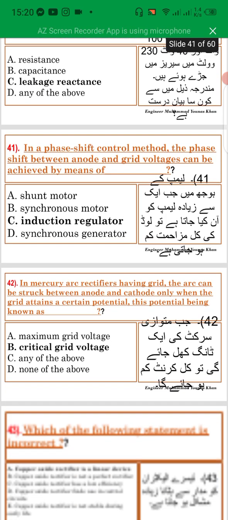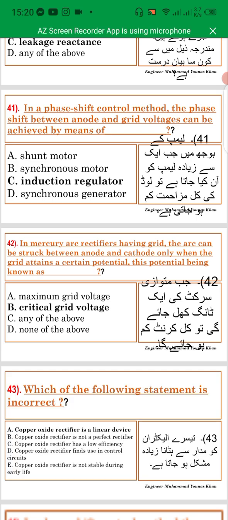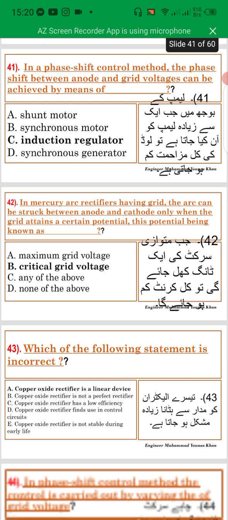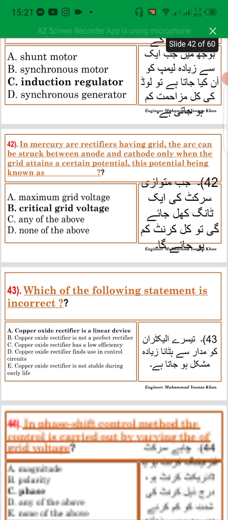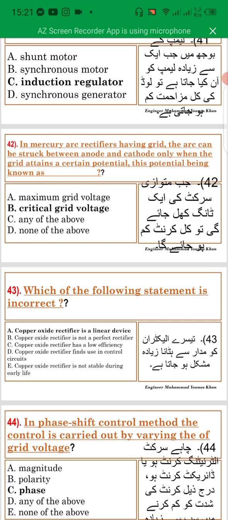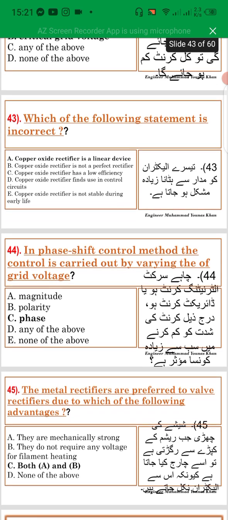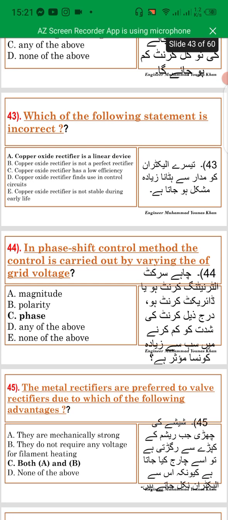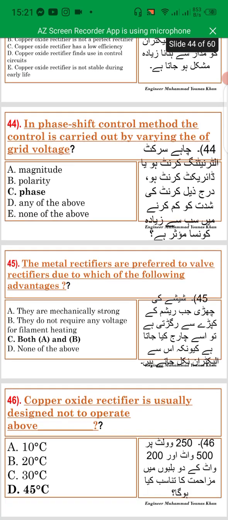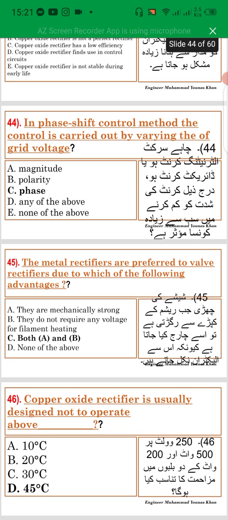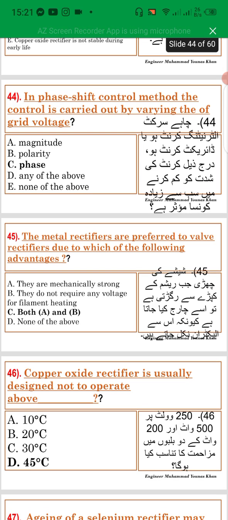In a phase shift control method, the phase shift between anode and grid voltage can be achieved by means of induction regulator. In a mercury arc rectifier having grid, the arc can be struck between anode and cathode only when the grid attains a certain potential. This potential is known as critical grid voltage. Which of the following statement is incorrect? Copper oxide rectifier is a linear device. In phase shift control method, the control is carried out by varying the phase of grid voltage.